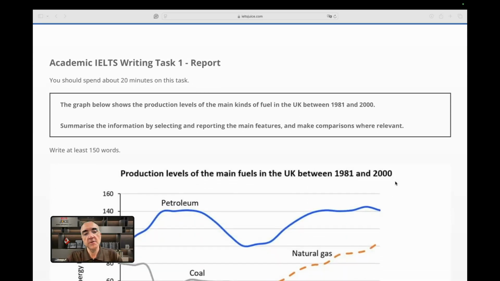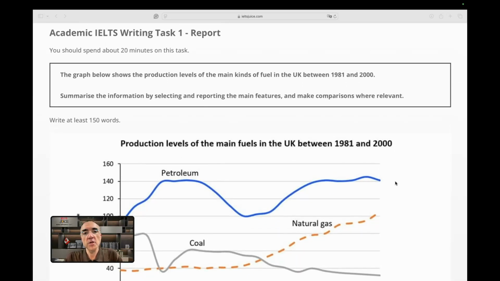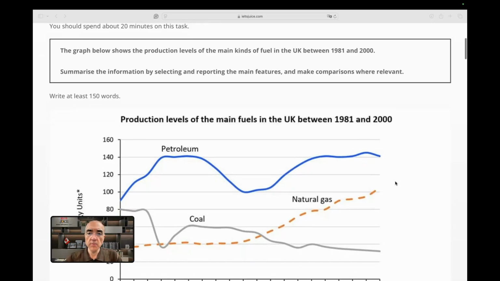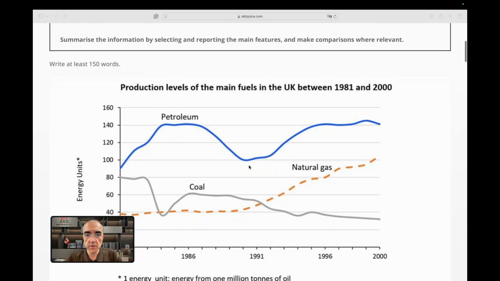The rubric here says the graph below, which as you can see is a line chart, shows the production levels of the main kinds of fuel in the UK. Okay, very good. Between 1981 and 2000. So what I'm looking at is the production levels of main fuel sources. There are only three. So three main fuel sources: petroleum, coal, and natural gas.